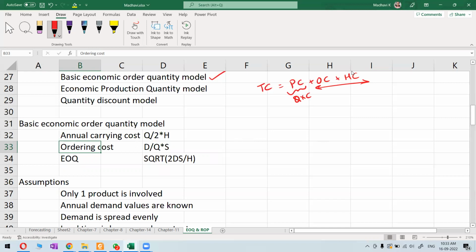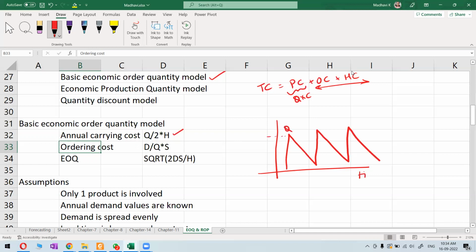Coming to the carrying cost or the holding cost, let us discuss this first. This is how the inventory consumption looks. This is quantity and this is time. Over here, this is the quantity that we need, and as time progresses, we would be consuming this quantity, and then ultimately it reaches zero.